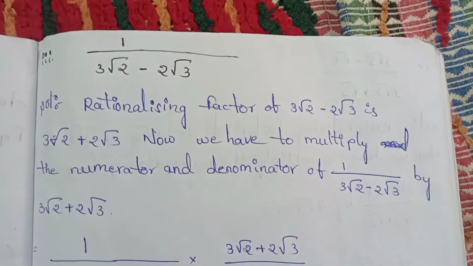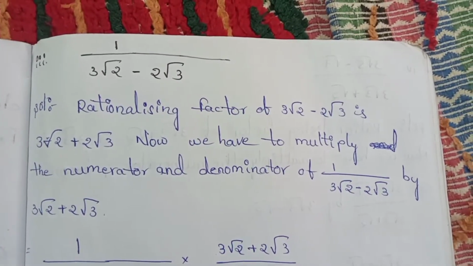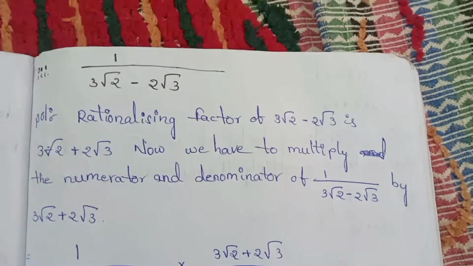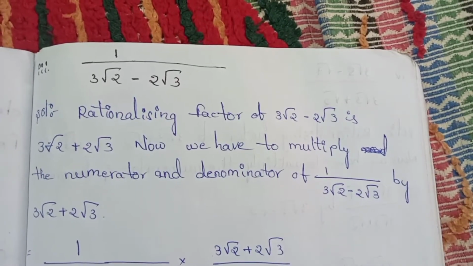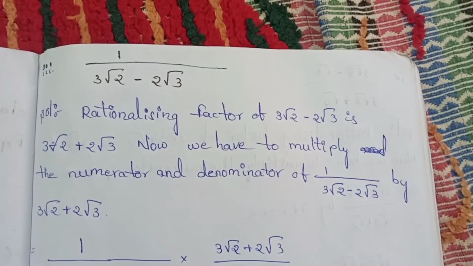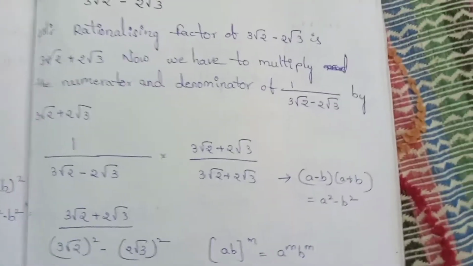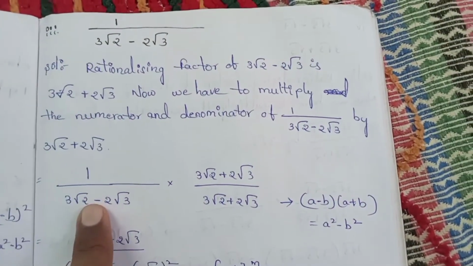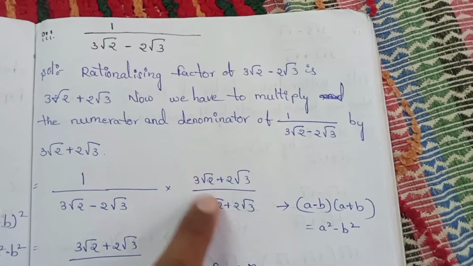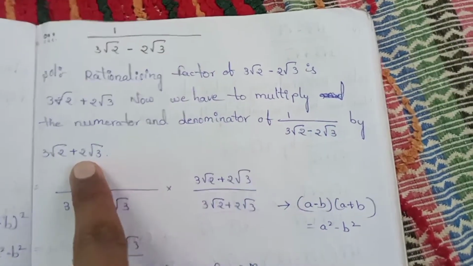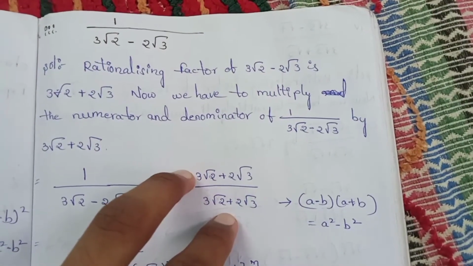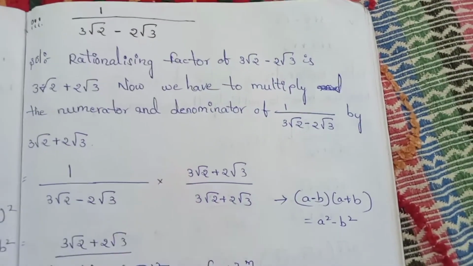See, here the third one: 1 by 3 root 2 minus 2 root 3. You already know that the rationalizing factor of 3 root 2 minus 2 root 3 is 3 root 2 plus 2 root 3. See, here the minus sign becomes a plus sign. Same process as before: we have to multiply and divide. 3 root 2 plus 2 root 3 by 3 root 2 plus 2 root 3. We have to write the same in every problem.